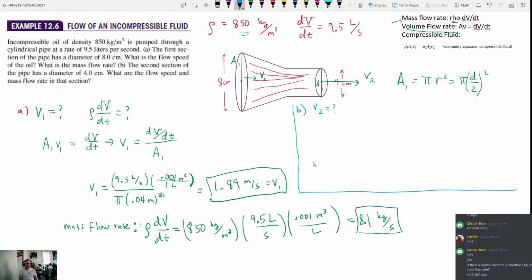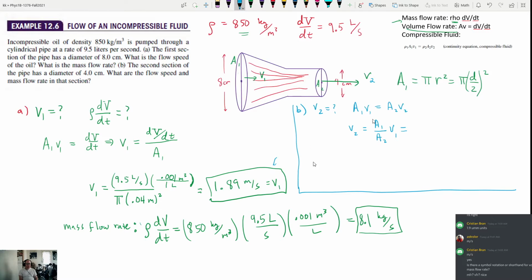And this is where we can use the continuity equation that we derived, which tells us that the cross-sectional area A1 times its velocity there is equal to the cross-sectional area A2 times the fluid's velocity at that location. And since we've already found V1 right here, we can just say that V2 is going to be equal to the ratio of A1 over A2 multiplied by V1.